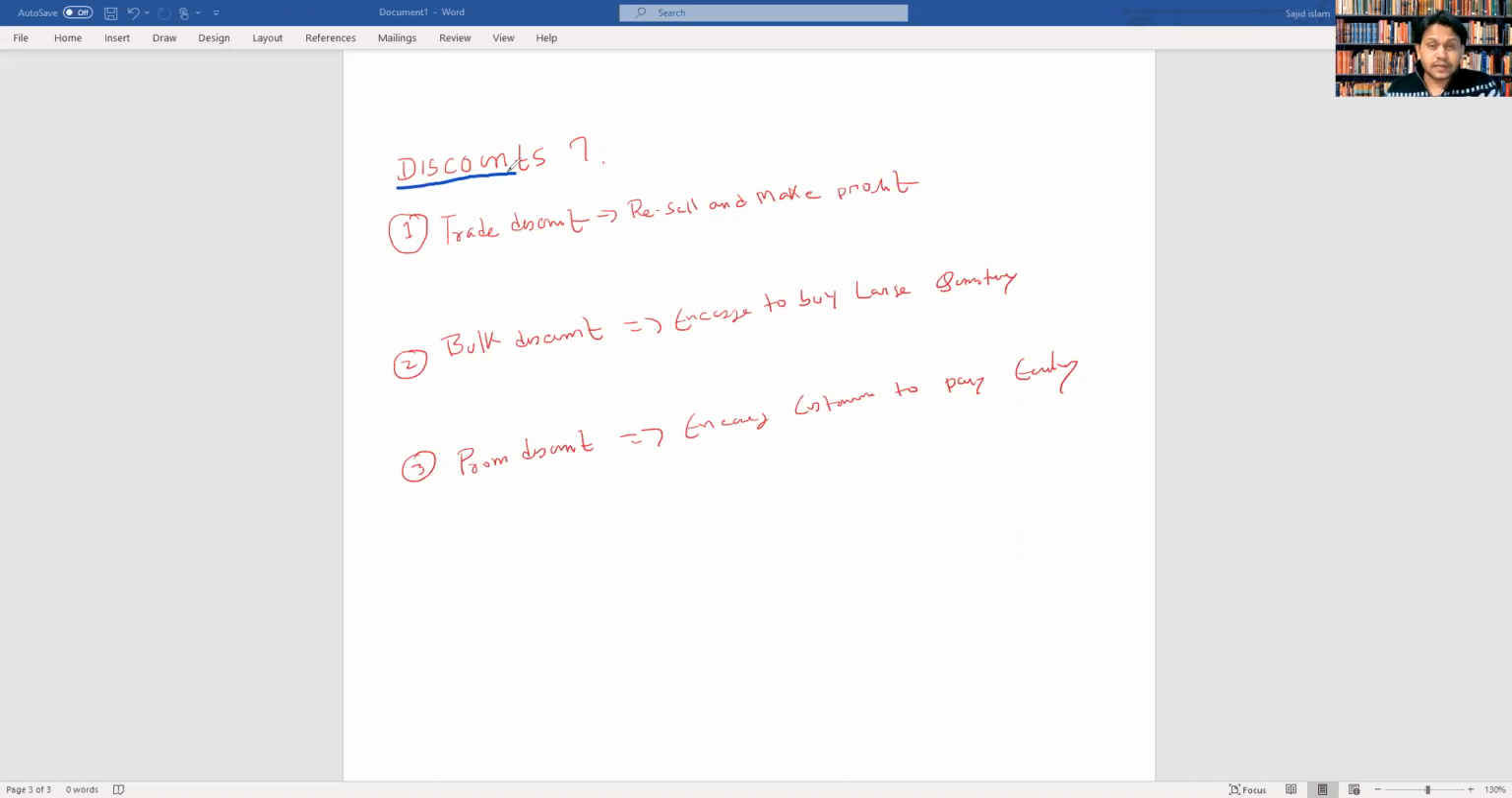The first discount we have seen is called trade discount. The next one is bulk discount, and the next one is prompt discount. Prompt discount is also called settlement discount. So trade discount is basically offered to the customer to resell and make profit.